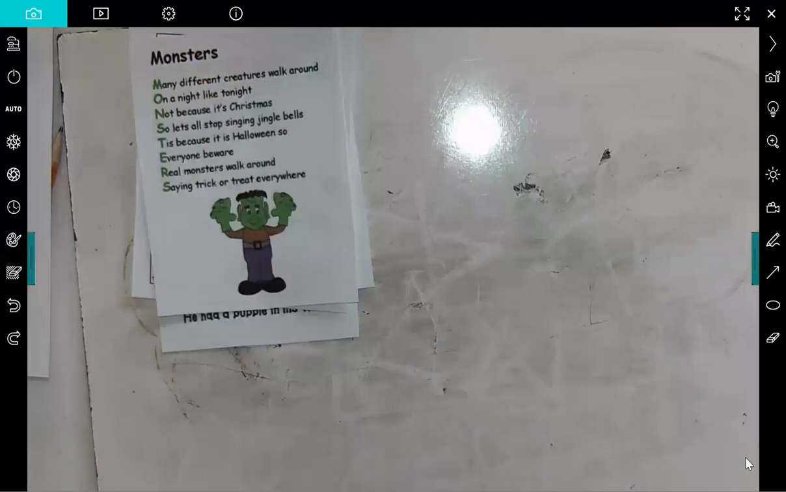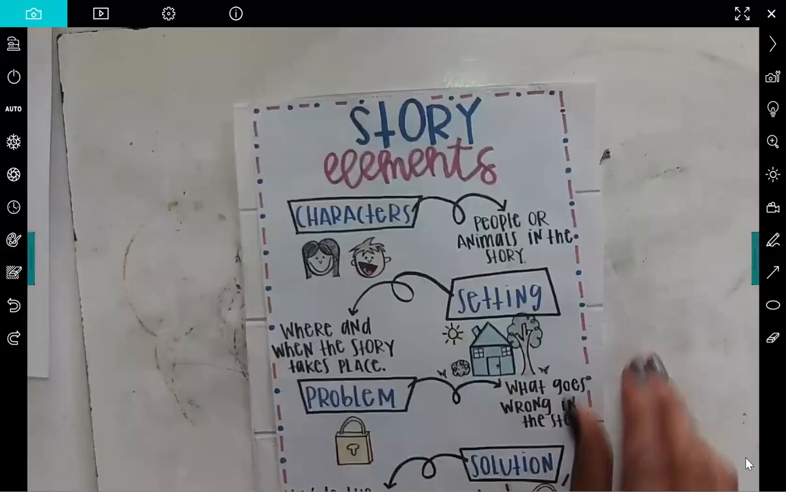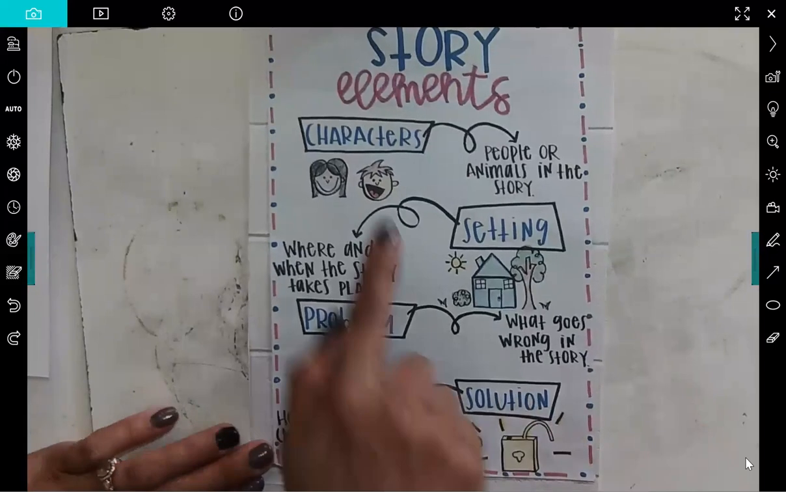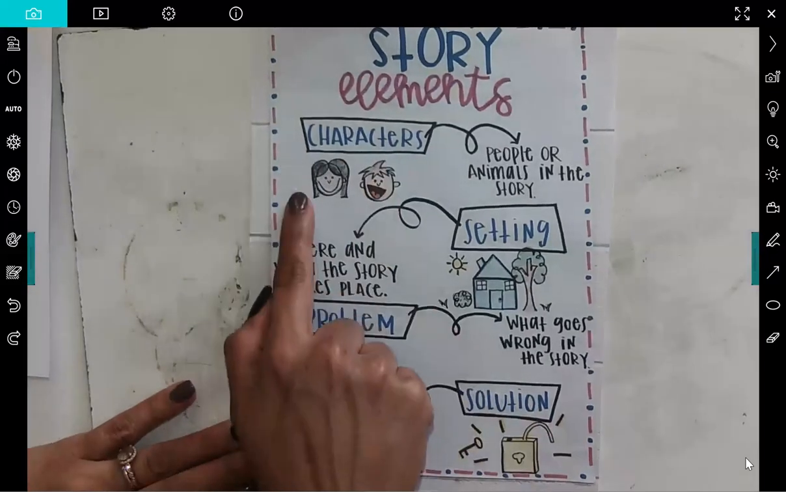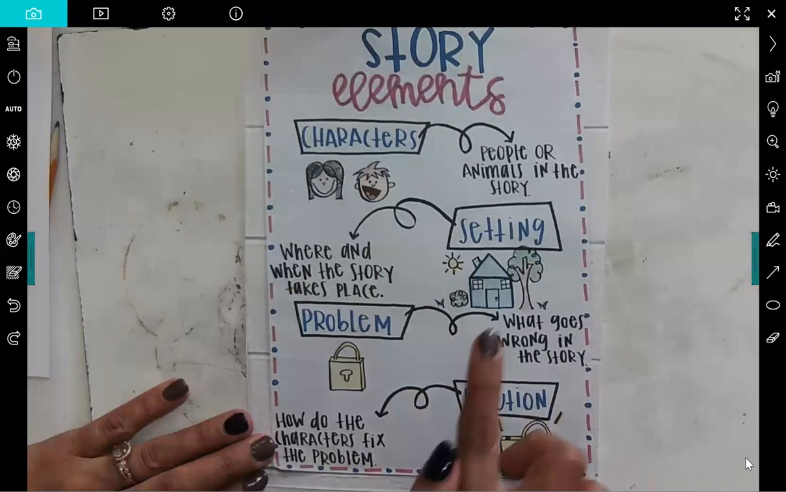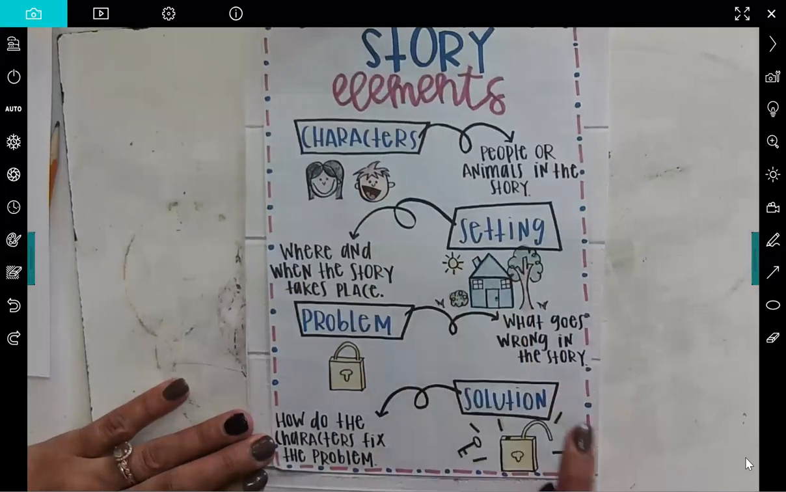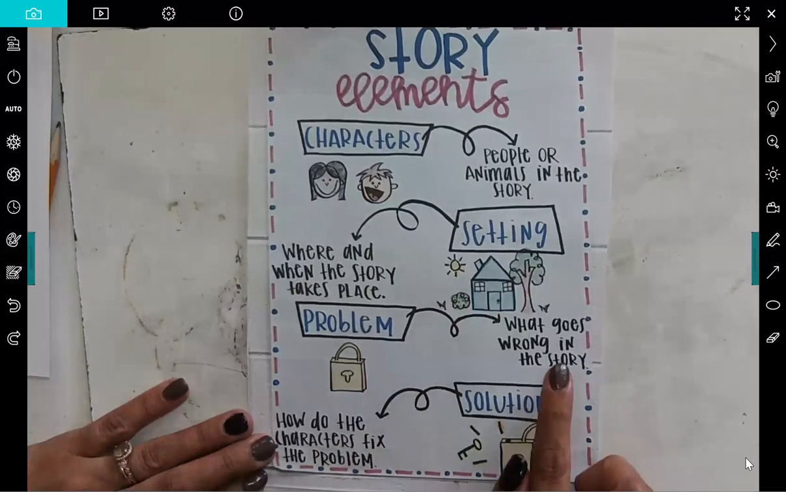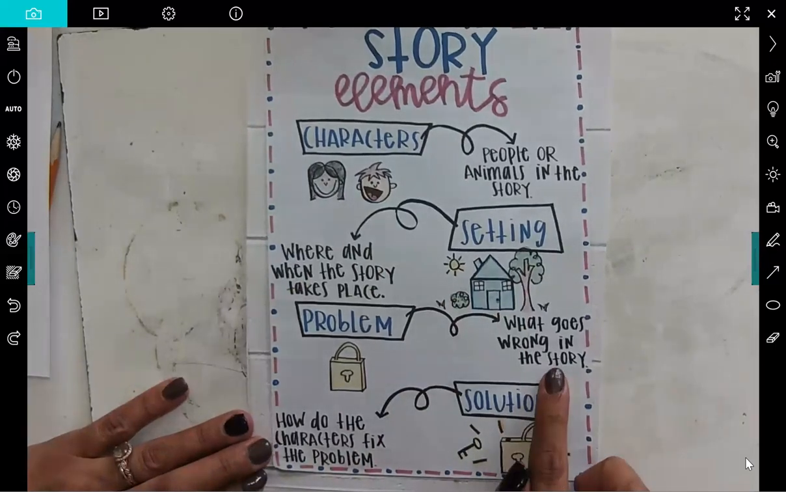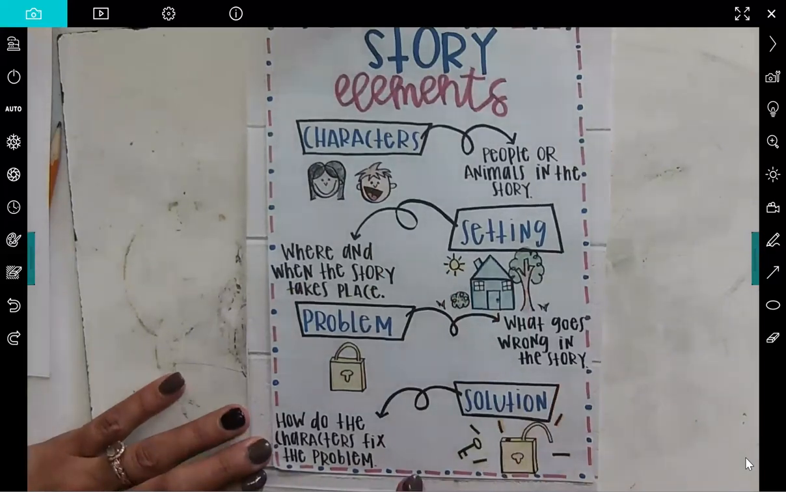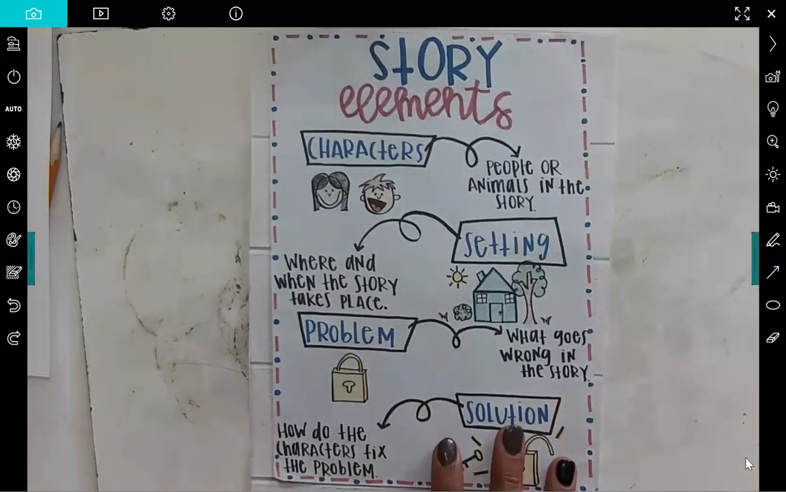So we are going to go over some clues that will help us identify the type of text we're going to be reading. So first, let's talk about stories. Stories have characters, which are people or animals in the story. Stories have a setting, which is where and when the story takes place. They have a problem. What goes wrong in this story? And they have a solution. How do the characters fix the problem?